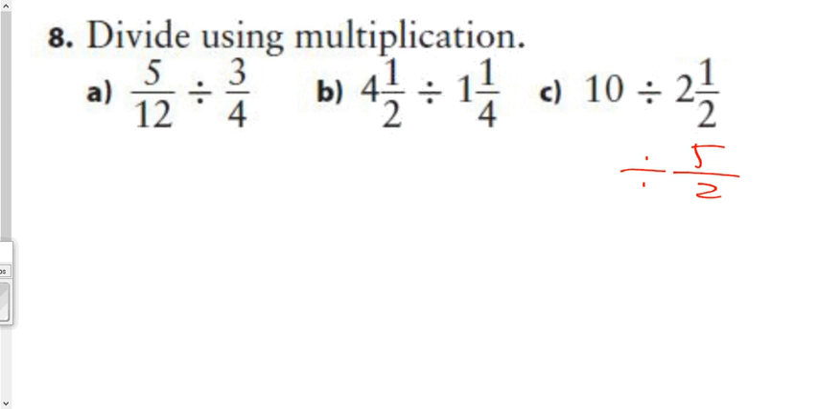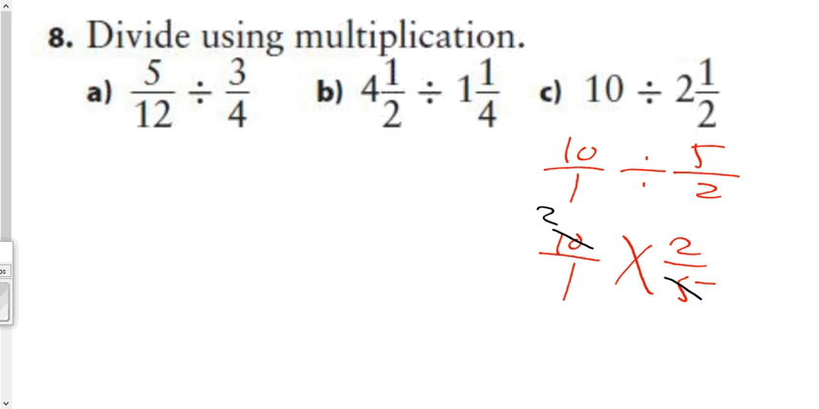What would you do, Marshall Mathers? 10 over 1. Always consider whole numbers as over 1 because it makes your procedure for solving much easier. Now we're going to keep the first fraction, change to multiplication, and use the reciprocal. Once we have that, we're going to be an intelligent person and say, can I cross-reduce? The answer is yes. 10 over 5 will reduce down to 2 over 1. When I multiply the numerators, I'll get 4. Multiply the denominators, I'll get 1, which means your final answer is 4.